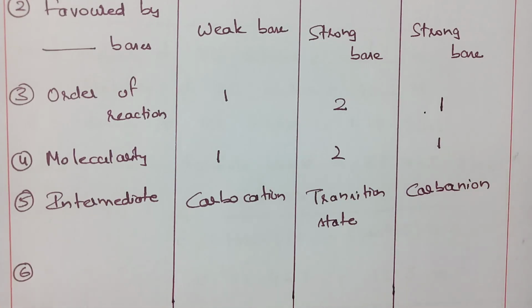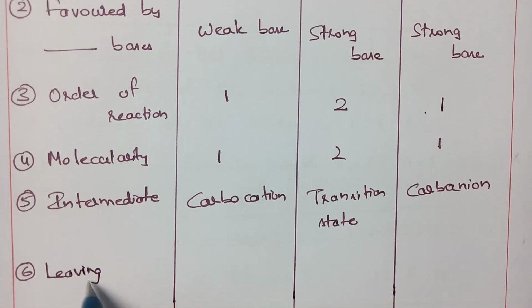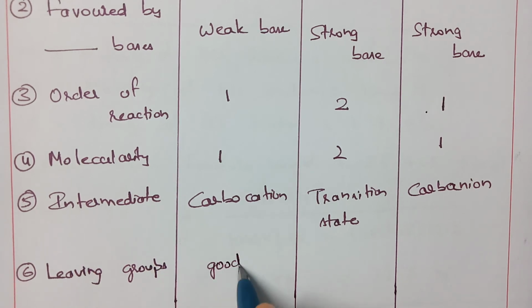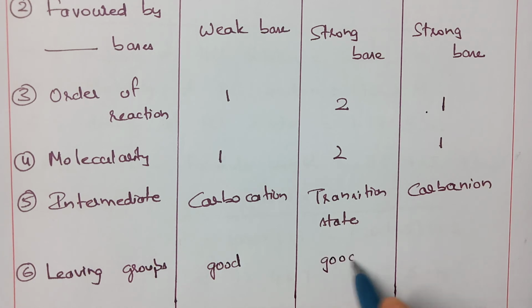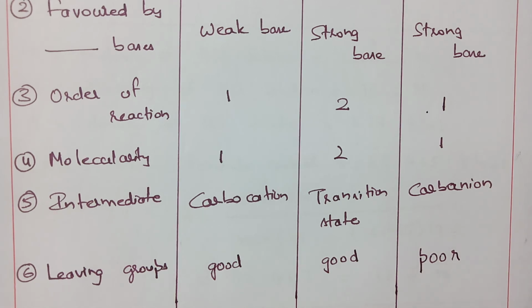Next, effect of leaving groups. E1 is assisted by good leaving groups. E2 is also assisted by good leaving groups. Coming to E1cB, it occurs only when there is a poor leaving group or bad leaving group.